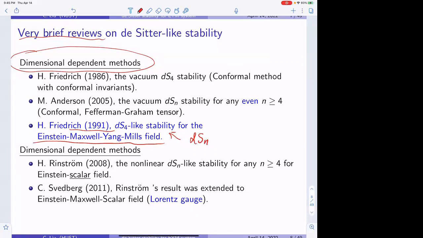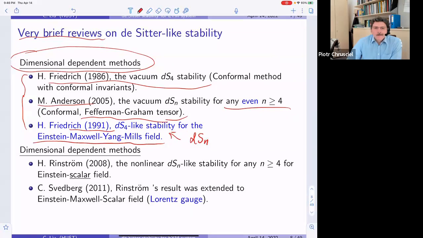In 2005, Michael Anderson generalized Friedrich's result to any even dimensional de Sitter space stability for the vacuum Einstein equation. His method is based on the Fefferman-Graham tensor. So all these works are strongly dimension dependent.